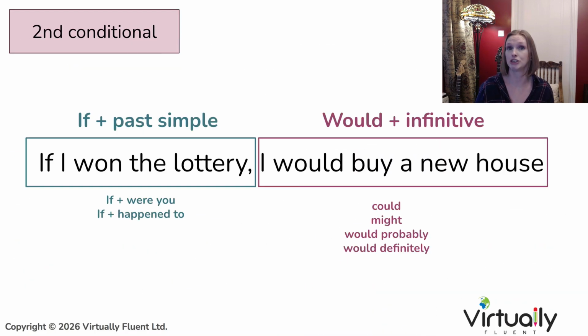Again, it's important to note that we have some alternative structures in the second conditional. We often use the verb to be, which is this: if I were you. Really important to note that the verb to be uses its subjunctive form in the second conditional, so it's actually were for all of the subjects: if I were, if you were, if he were, etc. We can also use the alternative structure happened to. If it happened to rain, and that would be plus the infinitive. You may want to replace the word would in the second part too with could, might, or add some extra words like would probably, would definitely.